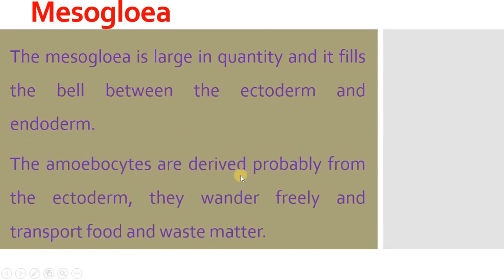The amoebocytes are derived probably from the ectoderm, and they wander freely and transport food and waste matter. The mesoglea contains amoebocytes and is traversed by numerous branching elastic fibers which make the bell rigid. Such a mesoglea is collenchyma and it differs from the mesoglea of the hydrozoan medusae.